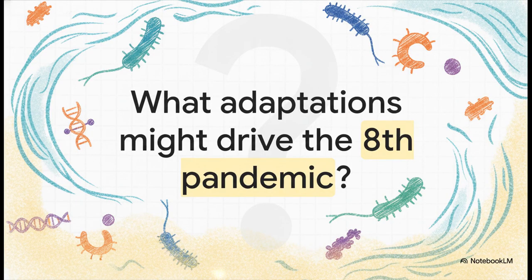As we close out this explainer today, I want to leave you with a really fascinating epidemiological thought. So we know the 7th cholera pandemic is currently driven by the El Tor biotype, which originated way back in 1961. But bacteria, they're master adapters, right? With ocean temperatures shifting globally and pathogen evolution constantly ticking forward, what specific adaptations might drive the 8th pandemic? It's a question that keeps infectious disease experts totally on their toes, and hopefully it keeps you curious too.